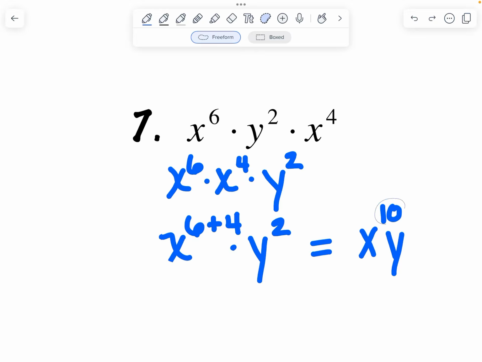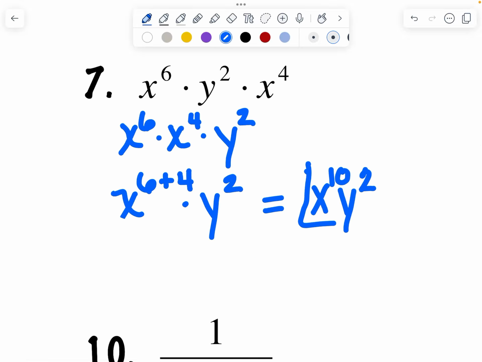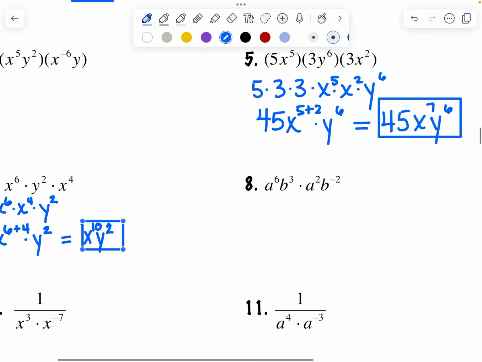So I'm trying to keep my exponents at about the same height here. So we get y squared there. Okay, and there is our answer. Okay, let's go to number 9.